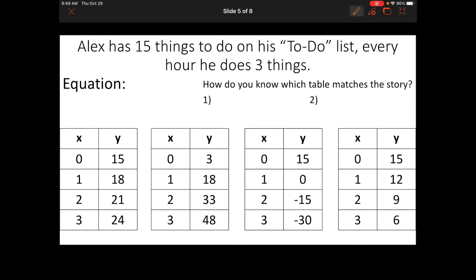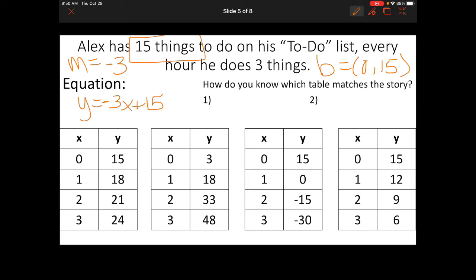Alex has 15 things to do on his to-do list. Every hour he does 3 things. So let's think about what is our slope and what is our y-intercept. So how does everything begin? At the beginning of this scenario, he has 15 things that he has to do. So we know our y-intercept is 15. Every hour he does 3 things. So does that mean he's adding 3 things to his to-do list, or he's taking away 3 things from his to-do list? If he's doing 3 things, he's actually taking away things on his to-do list. So our equation is y equals negative 3x plus 15.